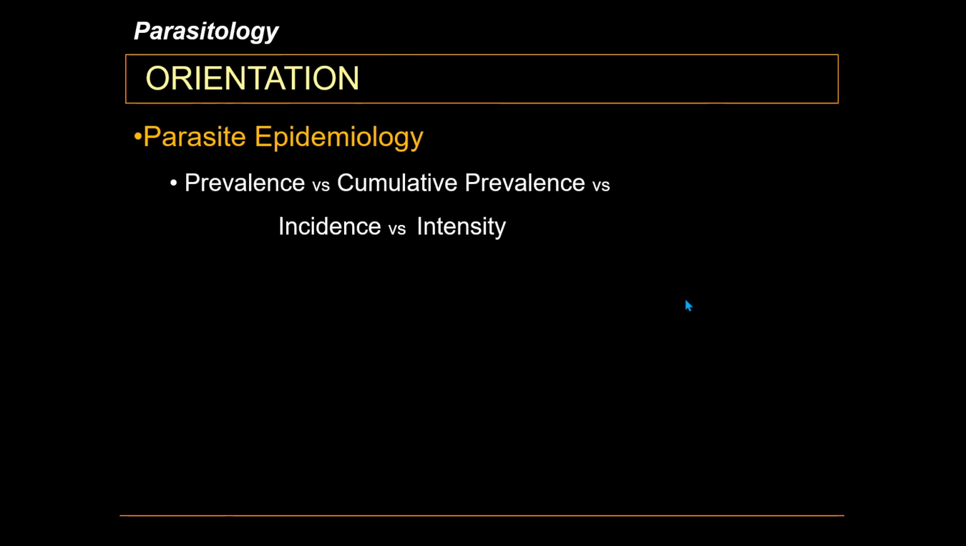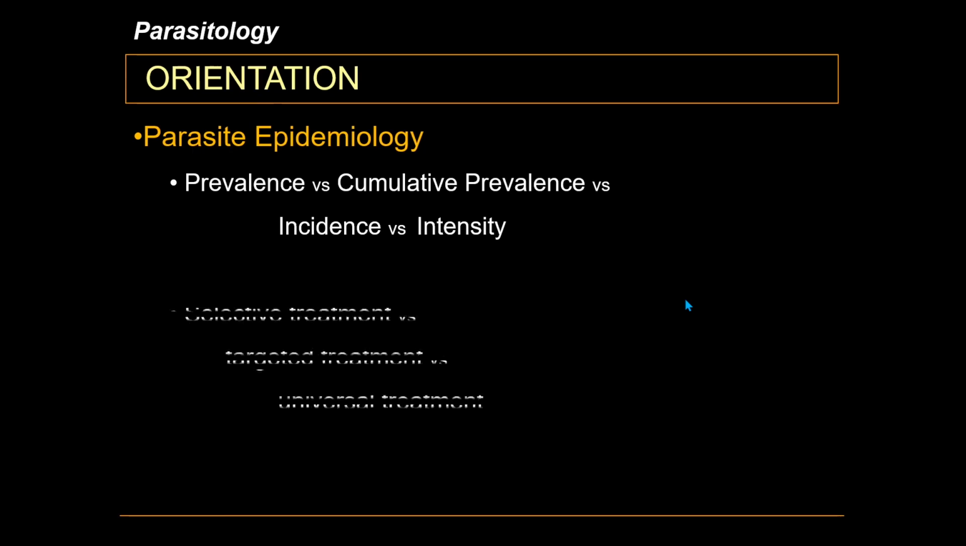So please try to understand the difference between prevalence versus cumulative prevalence versus incidence versus intensity. So prevalence would be individuals infected per total population, while incidence would be new cases per total population. Intensity, on the other hand, is worm burden per individual, and it is usually quantified. The unit of measurement would be eggs per gram of stool.